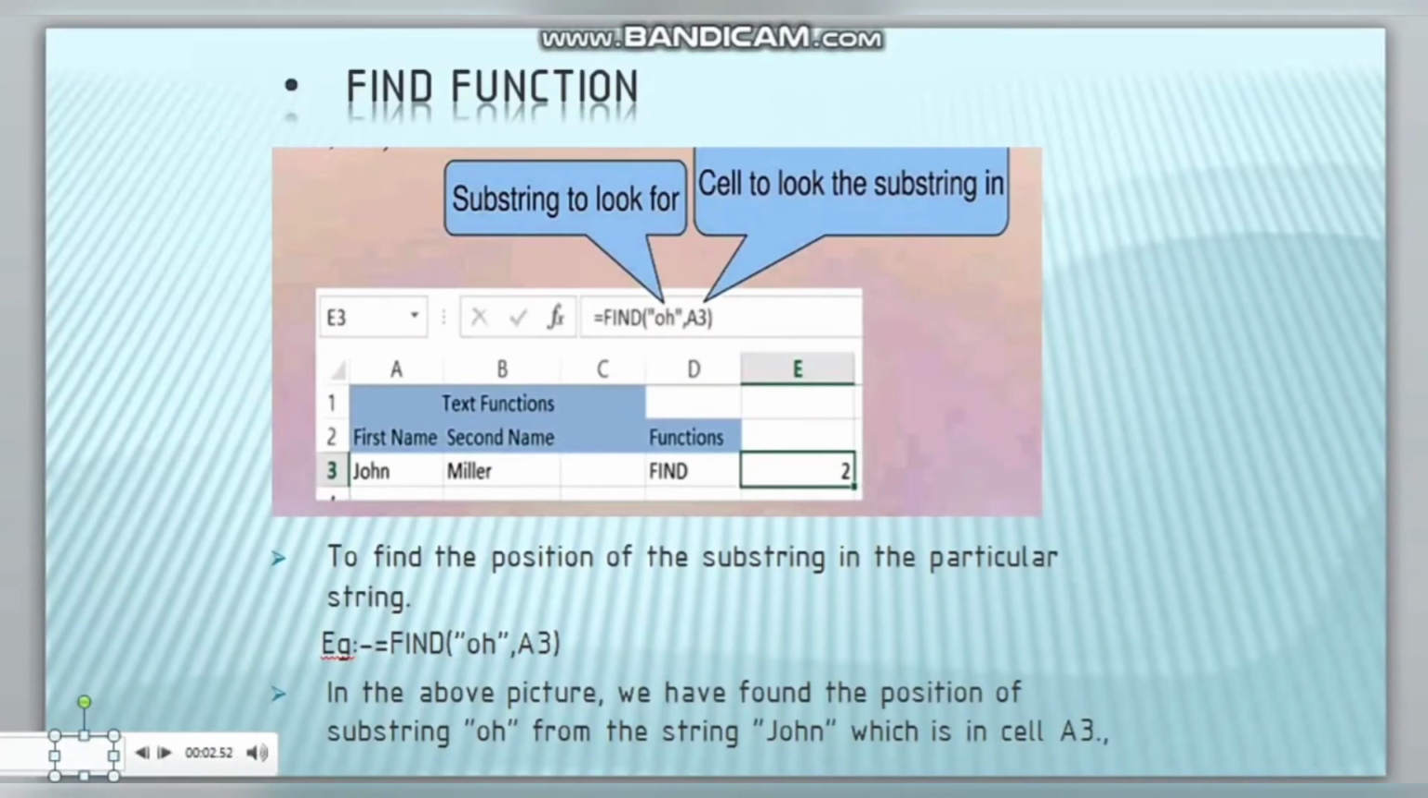Find or search function. Both the functions are used to find the position of a substring inside the string, or the function will give you the position number of the alphabet in the string. The difference is that find is case sensitive and search is not case sensitive. The syntax for this function is as follows: equal find, then type the string or substring in double quotations, comma, type the cell address and close the bracket. In the above picture, we have found the position of the substring OH from the string John, which is in cell number A3.